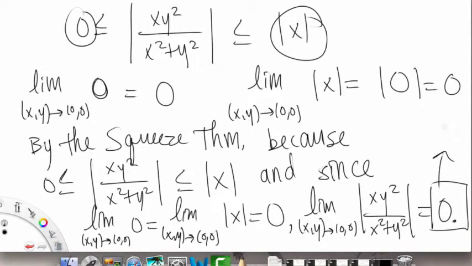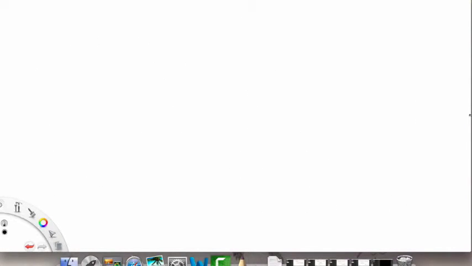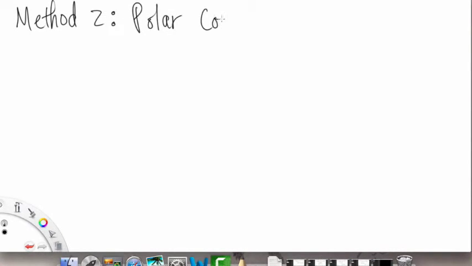Okay, so that was the first method. We got that the limit equals 0. And now let's go on to the second method. Okay, so this is method number 2, I'll label it like that. That's going to be the method of polar coordinates. And keep in mind, I'm just demonstrating these two kinds of methods that you could use: A, starting with a useful property, or B, using polar coordinates.